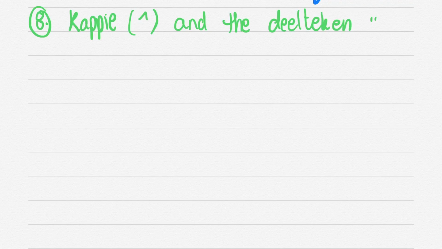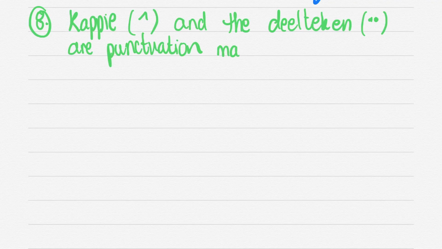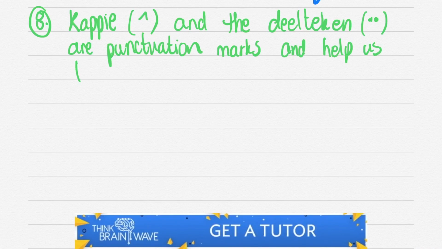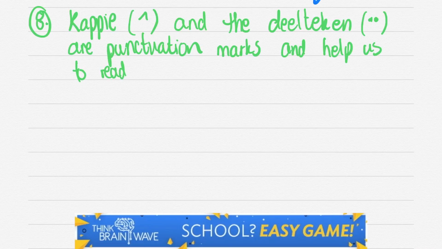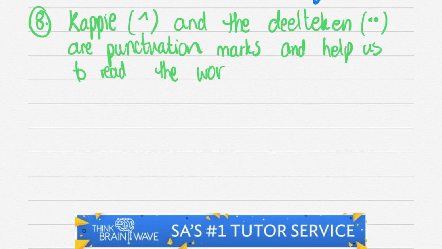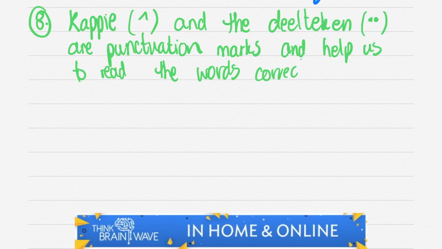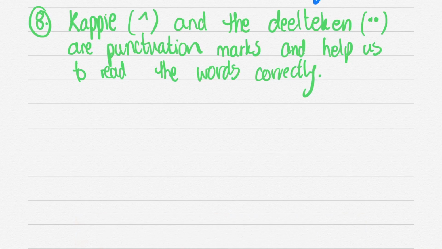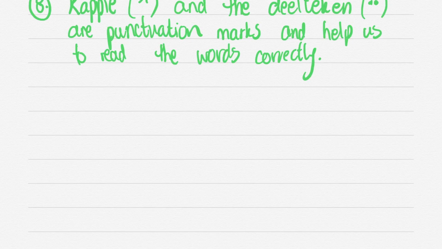Now the kappie and the deelteken are another addition to the Afrikaans language that one doesn't have in the English language. So they are actually punctuation marks, and they are used to accent a particular letter in a word. The origin comes from French descent, as there's a lot of French in the Afrikaans language. The French came through with the French Huguenots when they landed in Cape Town. So once again, you can see another mixture of a European language in the Afrikaans language.